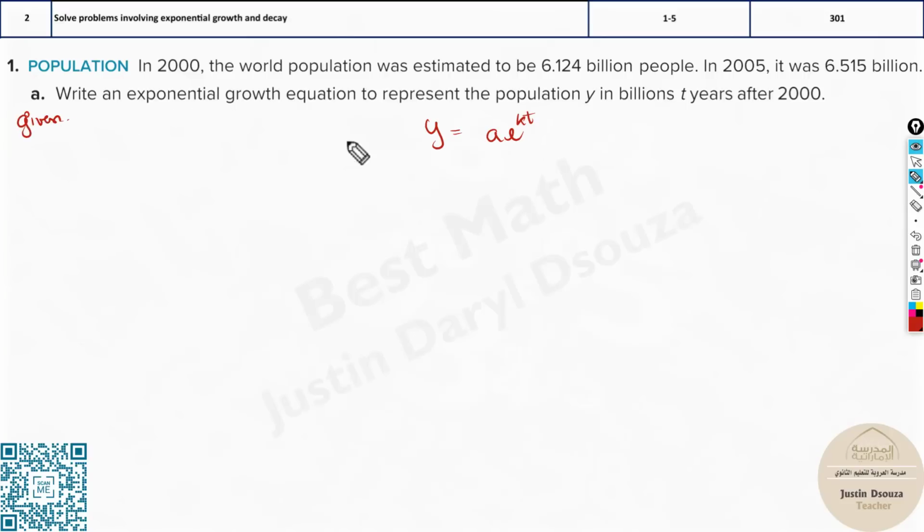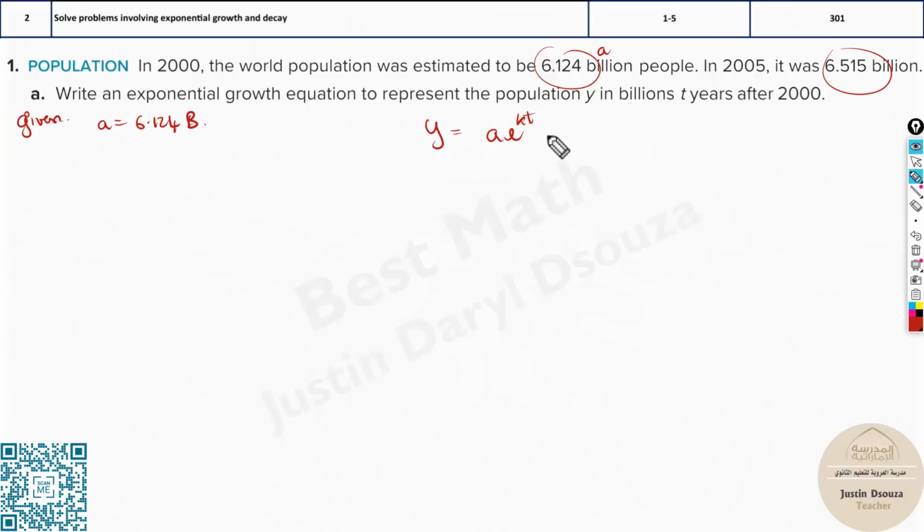Always remember, this A is the initial population. If you have 2005 and 2000 populations, the A value will be the smaller one, in the sense the earlier one, that is 2000 will be A. So given A is equal to 6.124 billion people. Let's write in terms of billion itself. So that's it. And then what is the time?